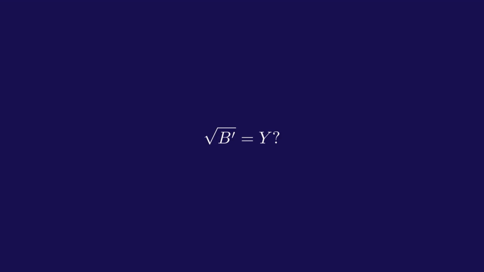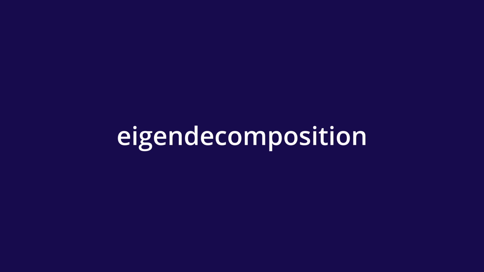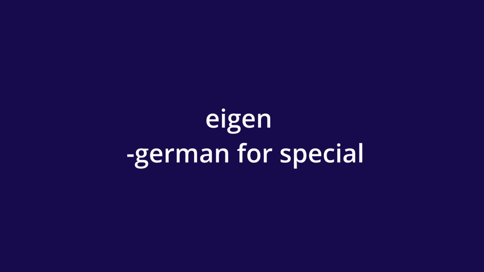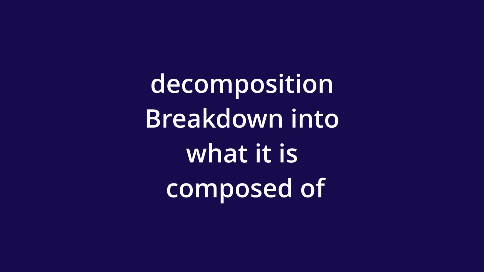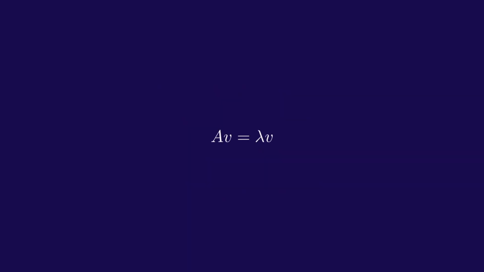It turns out we can find the square root of a matrix, but we have to meet two conditions. It has to be symmetric and positive definite, meaning the eigenvalues will be positive. And both of these are true for our matrix, so we can find something known as the eigen decomposition. Eigen meaning special, decomposition meaning breakdown. Specifically, we're breaking it down into eigenvectors and eigenvalues.